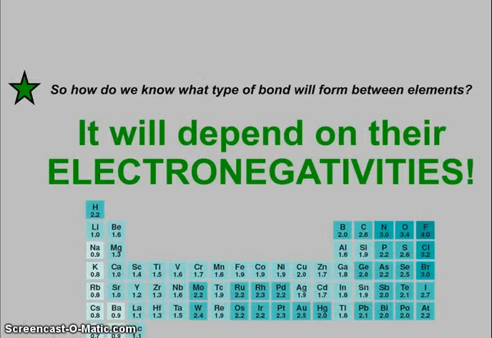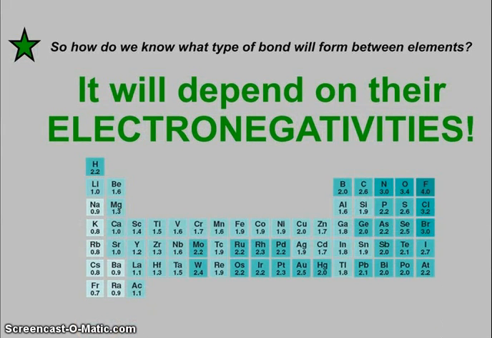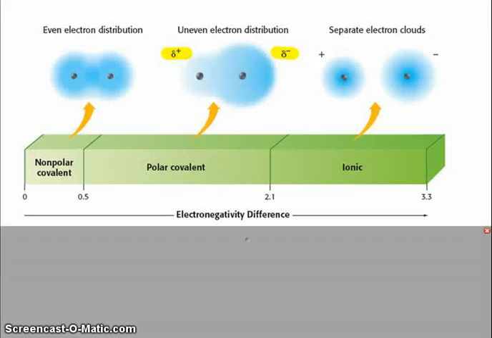So now we're going to use these electronegativities in an effort to figure out exactly what type of bond is going to form between the elements. So you can amaze your family and friends by asking them to give you two elements, and you can predict exactly what kind of bond is going to exist between them. So let's check that out. So here's a nice little diagram and chart.